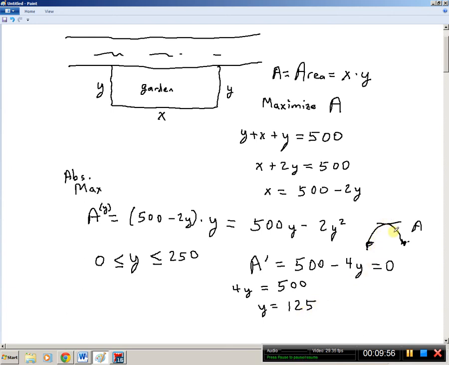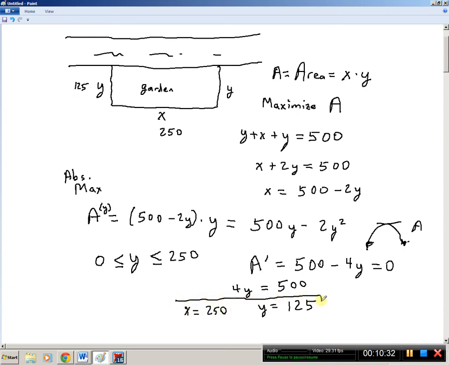So that tells me that when y equals 125, that's the value where the area is going to be maximized. And if I plug that in here, I can see that I get 125 going this way, 125 going this way. That's a total of 250, and that leaves me with an extra 250 this way, which I could tell if I plugged the 125 in here, and I get 2 times 125 subtracted from 500 gives me the 250. And this will be my absolute max. So that's the solution. x equals 250, y equals 125.